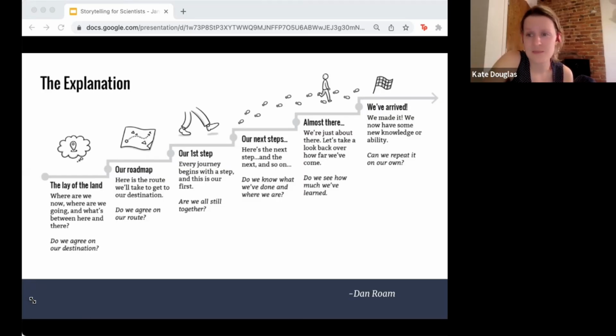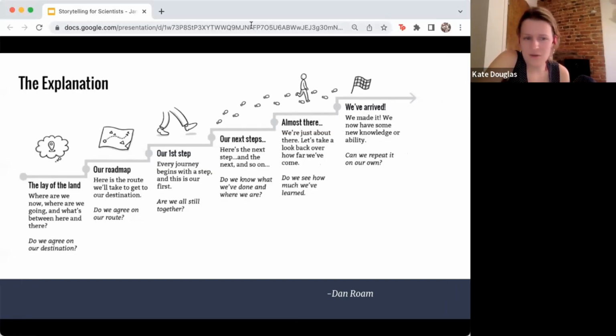And I wanted to look at an explanation because it seemed most relevant to our needs. This might be an academic paper or a lecture. And this one has a few steps, right? We have, again, what is the lay of the land? Where are we now? We go into the roadmap of here's the route we're going to take to get to our destination. We take that first step. Here are the next steps. We're almost there. Let's look back on how far we've come.